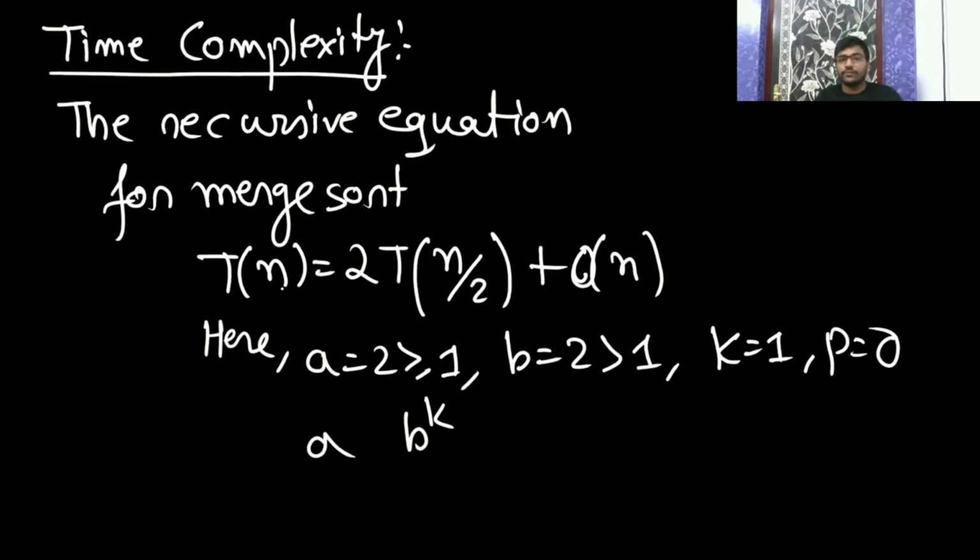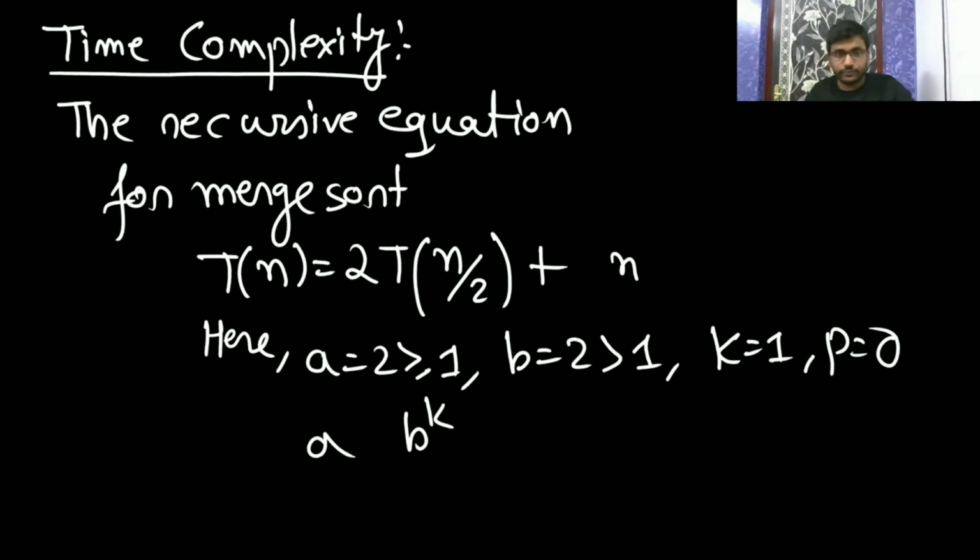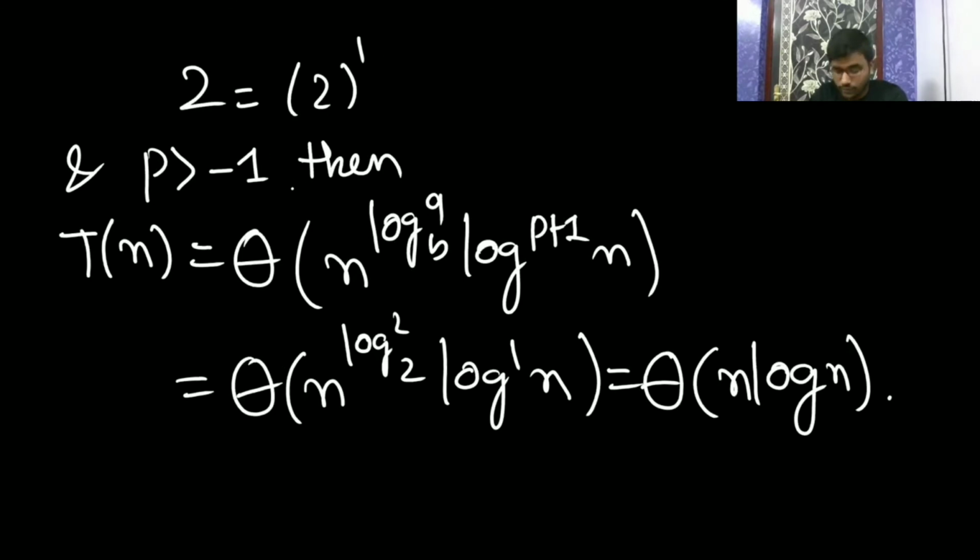The recursive equation for merge sort that we got is T(n) = 2T(n/2) + theta(n). You can even write it as c of n when you want to remove theta. So here k is equal to 1, p is equal to 0, a is 2 which is greater than or equal to 1, and b is 2 which is greater than 1. Now compare a and b to the k. a is 2, b is 2, k is 1, equal, and p is greater than minus 1. So then T(n) is equal to theta of n to the log_b a times log to the power p plus 1 of n.